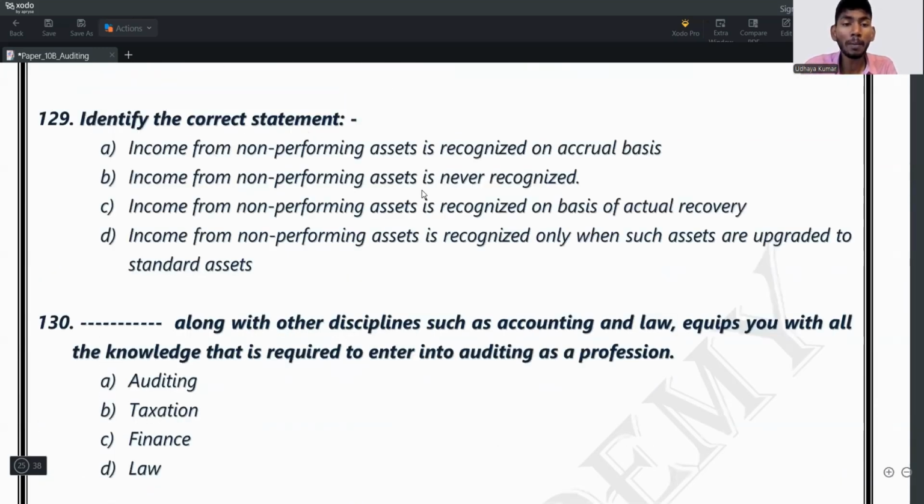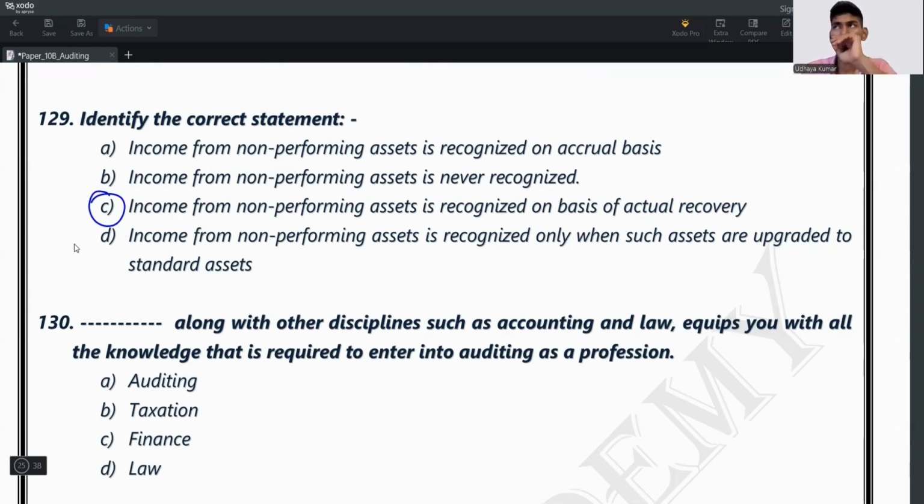So moving to question number 129, identify the correct statement. Income from non-performing asset is recognized on accrual basis. So he is asking for the correct statement. No, it's not right. Income from non-performing asset is never recognized. How come? It is recognized. So that is also incorrect. Income from non-performing assets is recognized on the basis of actual recovery. That's the perfect answer. Okay, I'll explain, right?